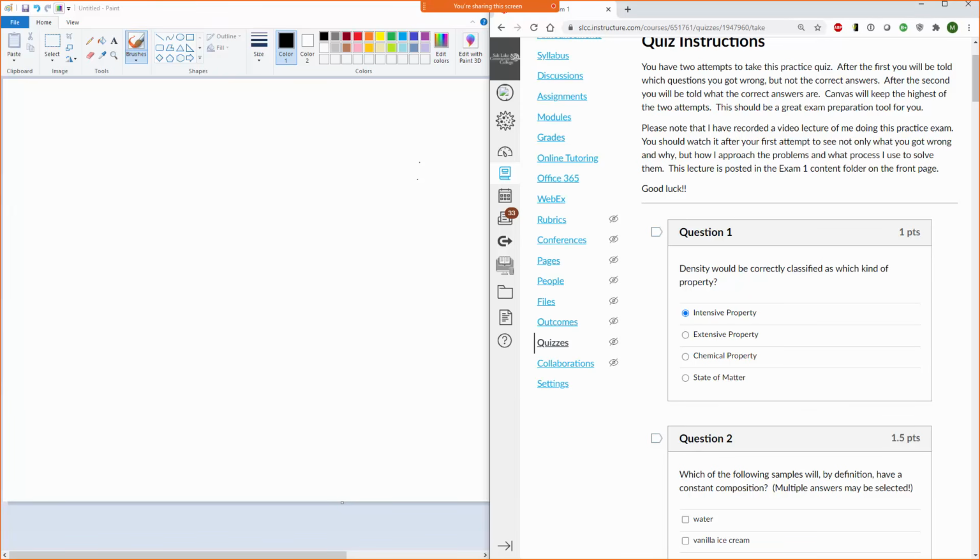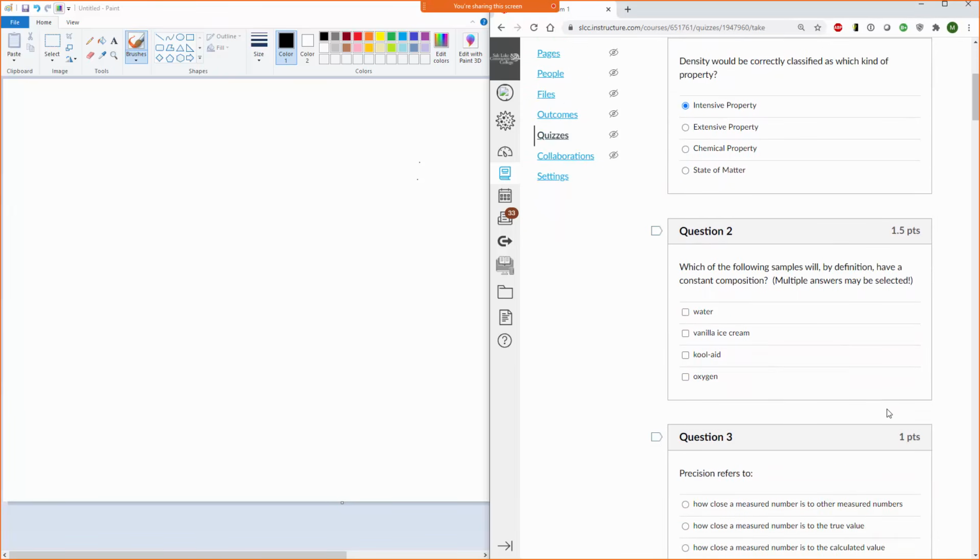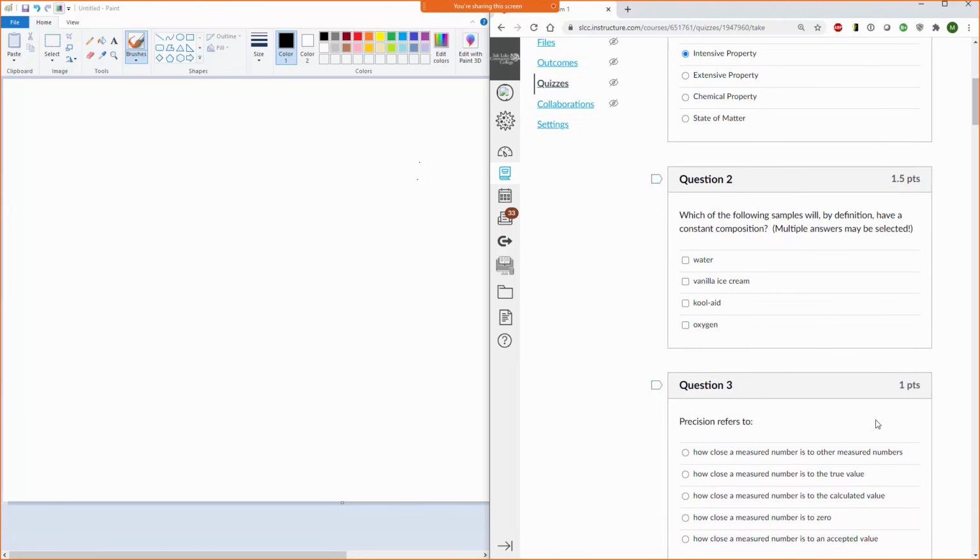Yeah. Okay, so question number 2. Which of the following samples will, by definition, have a constant composition? Multiple answers may be selected. I don't do that on the actual exam. I think it's all just multiple choice, but careful. Perfect. Erica says water and oxygen. Good. Water is a compound, but compounds still have a constant composition.